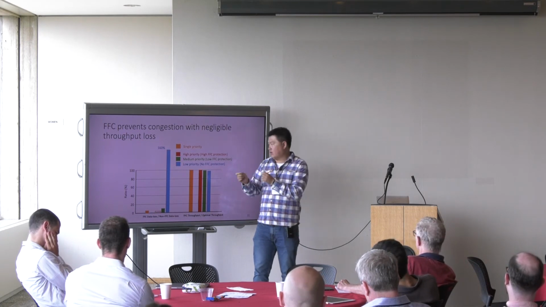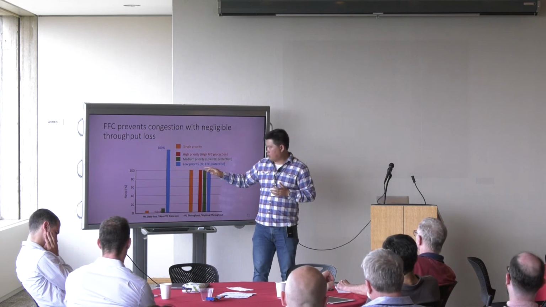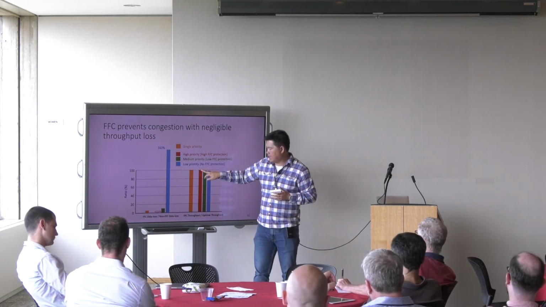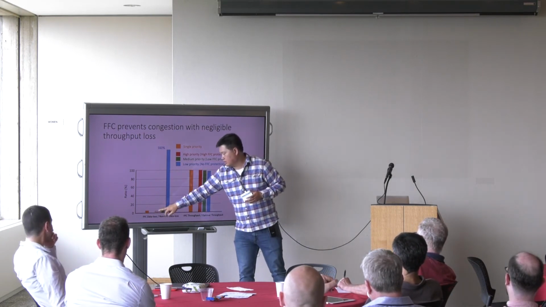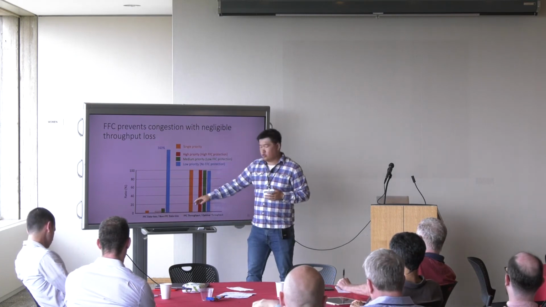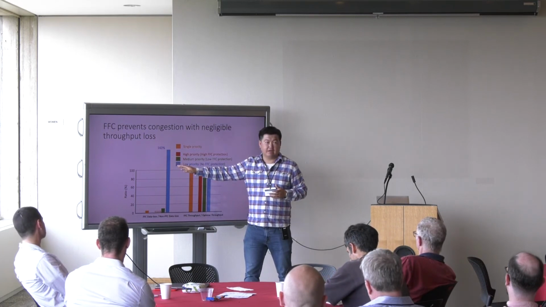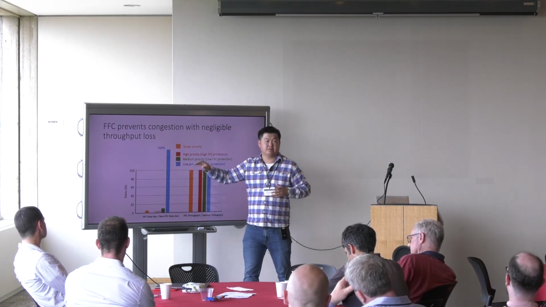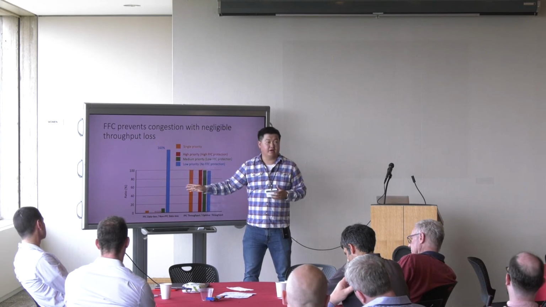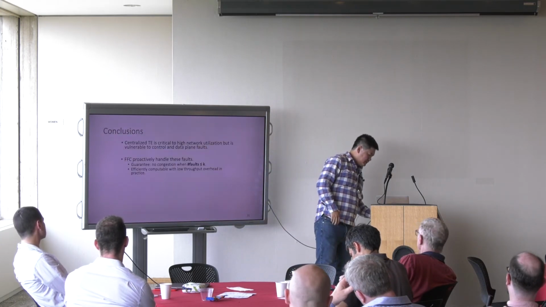For high priority traffic, we just guarantee that it has high throughput and low congestion, but who is paying the price? The low priority traffic is paying the price. And the price they're paying is the congestion, which we don't care about. So this is interesting.